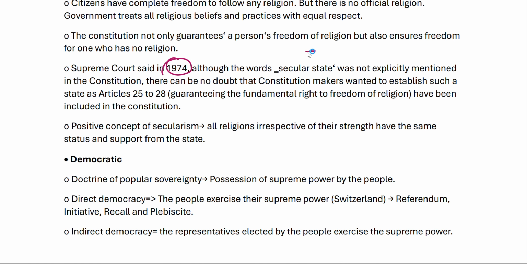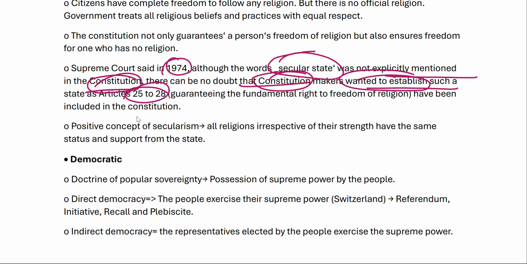Although the word secular state was not explicitly mentioned in the Constitution, there can be no doubt that the Constitution makers wanted to establish such a state. In Articles 25 to 28, the fundamental right to freedom of religion has been included in the Constitution.